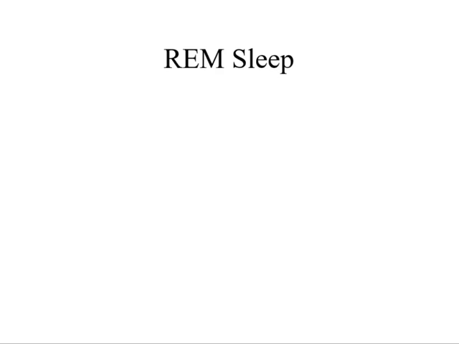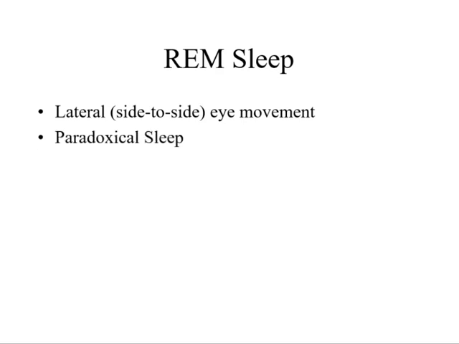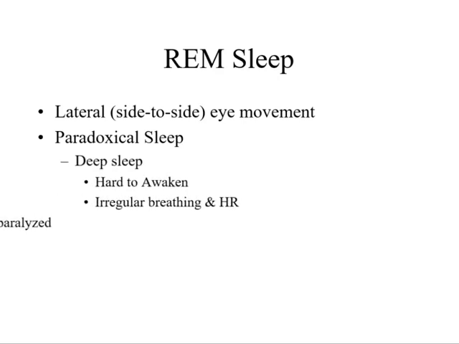We call REM sleep paradoxical sleep. What is a paradox? Something that contradicts. So you have something that kind of goes against itself. So there's two sides to REM. The first side is we see that it's deep sleep. It's hard to wake somebody when they're in REM. They have irregular breathing and heart rate, something called atonia, which we'll talk about.